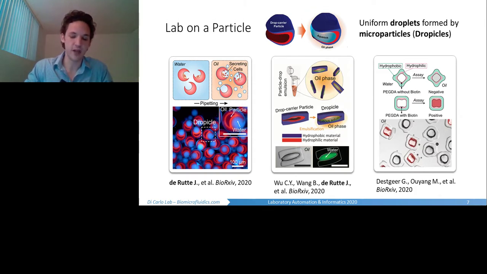And we've been developing this system over the last, I think, 4 years now. And here's just a blanket view summary of these technologies. We actually just released quite a few preprints in the last couple months on various approaches that we have used to create these dropicles. I won't go into all of these in detail. I just wanted to share that there are multiple ways to create these lab on a particle systems.